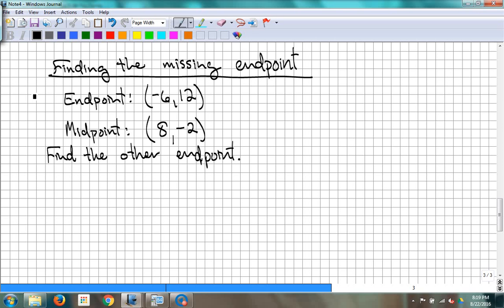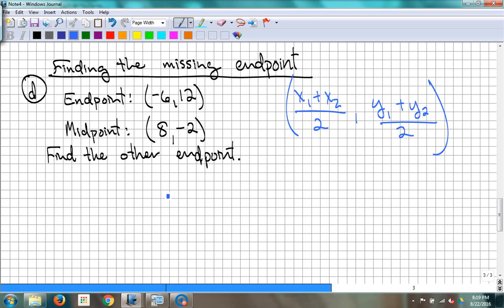That's what they're going to tell you to do. Okay? We know that the midpoint came from the midpoint formula. It came from adding the x's and dividing by 2, and then adding the y's and dividing by 2. Okay? That midpoint came from that. We know part of that.